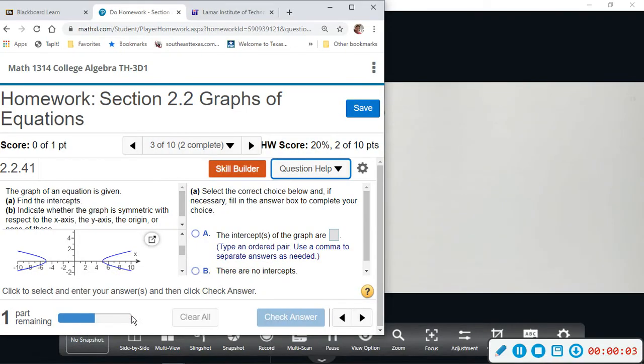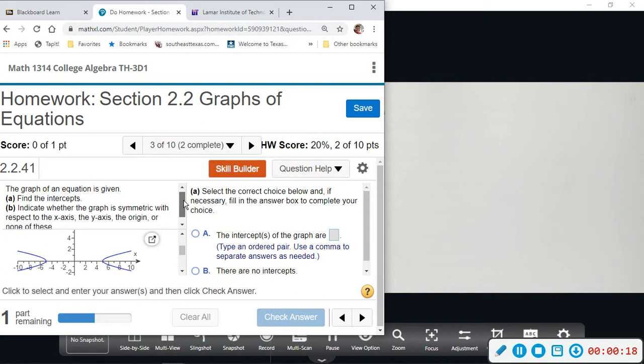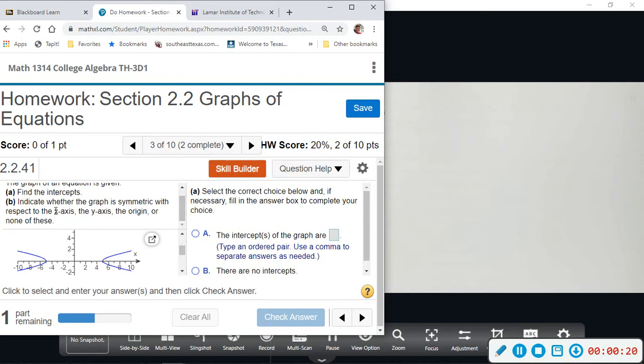All right, problem number 3. This one says the graph of an equation is given. So we can see that image here. We want to find the intercepts, and then we want to indicate whether the graph is symmetric with respect to the x-axis, y-axis, or origin.